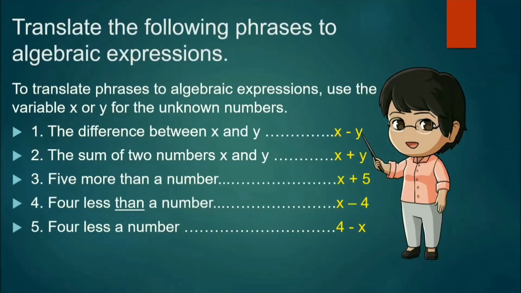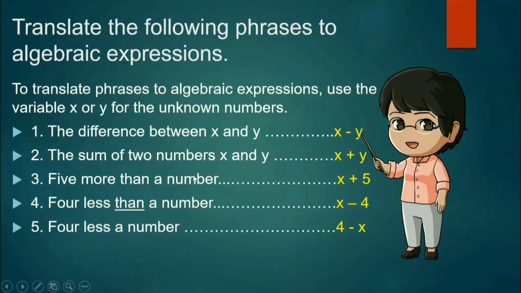Translate the following phrases to algebraic expressions. To translate phrases to algebraic expressions, use the variable x or y for the unknown numbers. Number 1, the difference between x and y is x minus y. Number 2, the sum of two numbers x and y is x plus y.